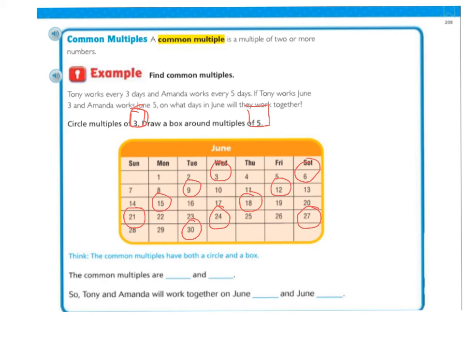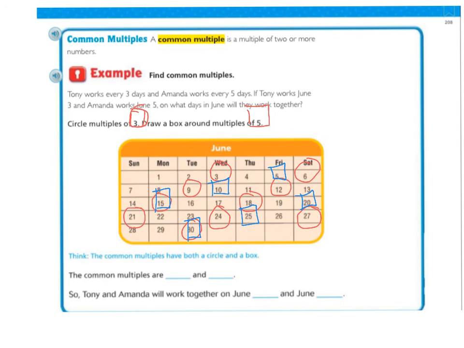Okay, I'm going to use a different color here. Now we are going to box the multiples of 5. So again, we're multiplying 5 by a counting number. 5 times 1 gives me 5. 5 times 2 gives me 10. 5 times 3 gives me 15. 5 times 4 gives me 20. 5 times 5 gives me 25. 5 times 6 gives me 30. All right.